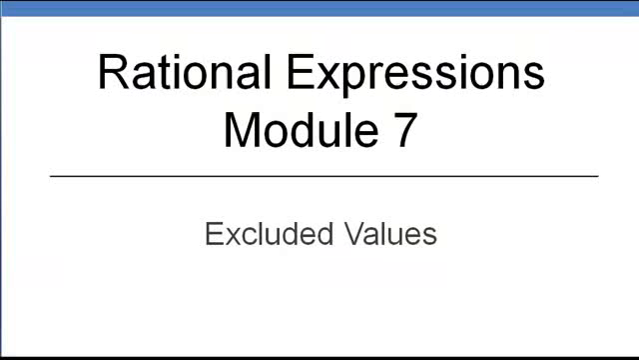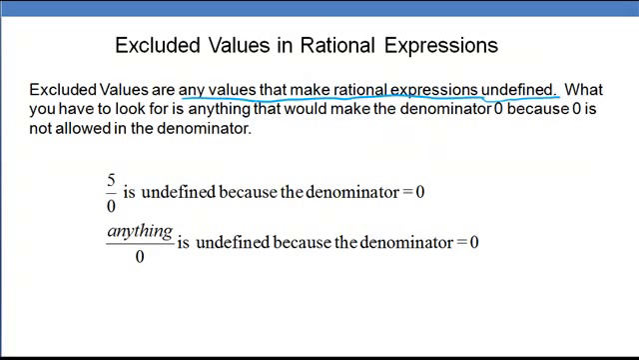Rational expressions. Excluded values. Excluded values are any values that make rational expressions undefined. What you have to look for is anything that would make the denominator equal to 0, because 0 is not allowed in the denominator. If we look at 5 over 0, this is undefined because the denominator equals 0. Anything divided by 0 is undefined.